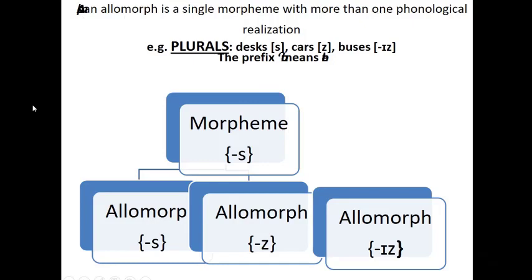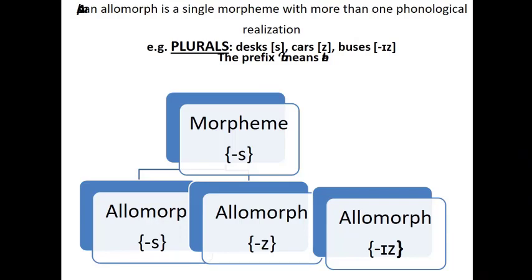Okay, so I'm reading right here at the top. It says an allomorph. Very interesting, isn't it? An allomorph is a single morpheme, and I think you've familiarized yourself with this already: a single morpheme with more than one phonological realization. That's the definition of allomorph. What does that mean? To put it simply, an allomorph is a morpheme that has different pronunciations, a single morpheme with different pronunciations.